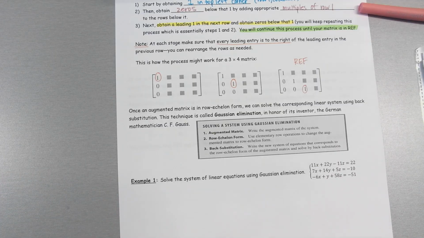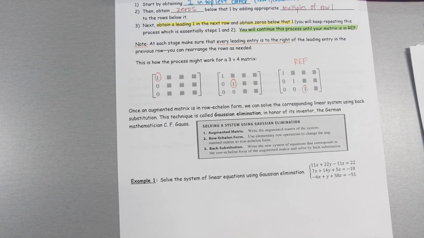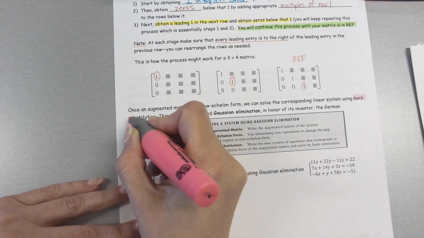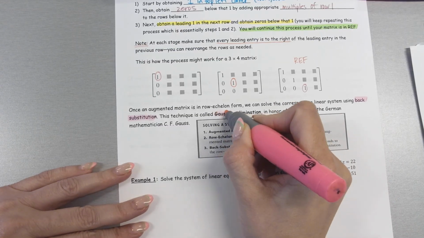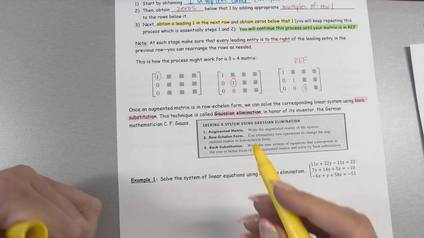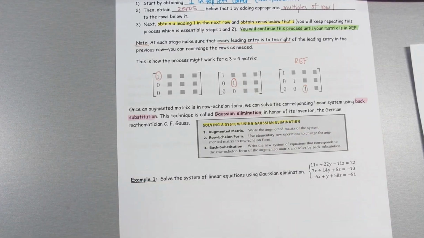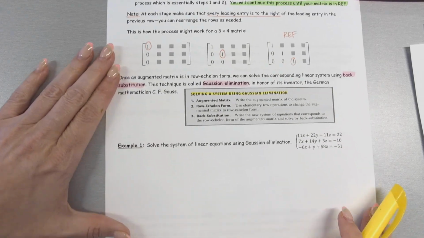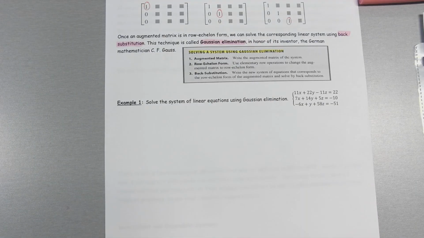So once an augmented matrix is in that row echelon form, that's when we can use back substitution, which we did yesterday, and that is called the Gaussian elimination in honor of its inventor, the German mathematician C.F. Gauss. So when you are solving using that system, this is really just a review of what we did yesterday. We put the system in an augmented matrix, then we use those elementary row operations to put it in row echelon form, and then we can solve using back substitution. Okay, so that is exactly what we did yesterday.